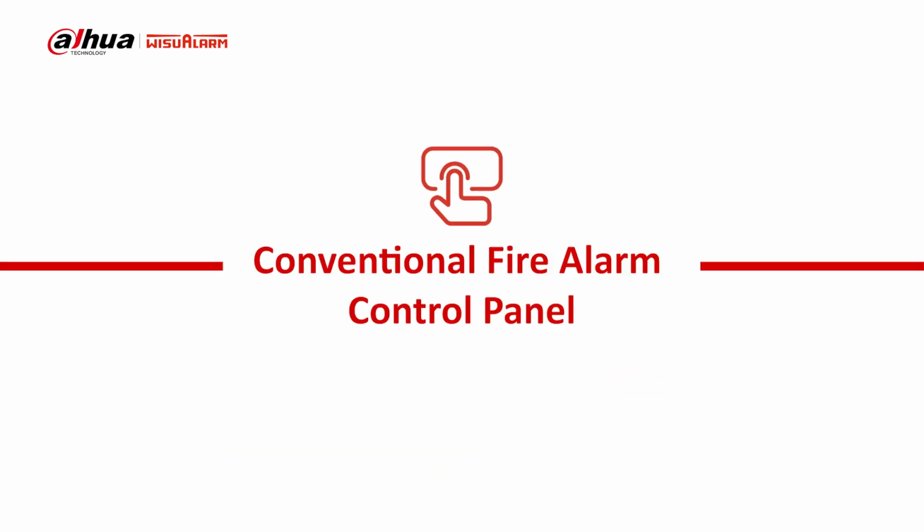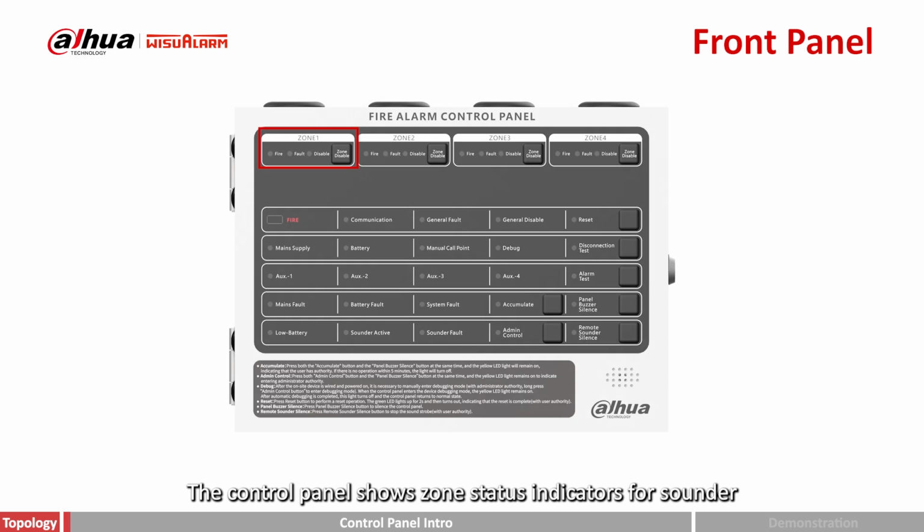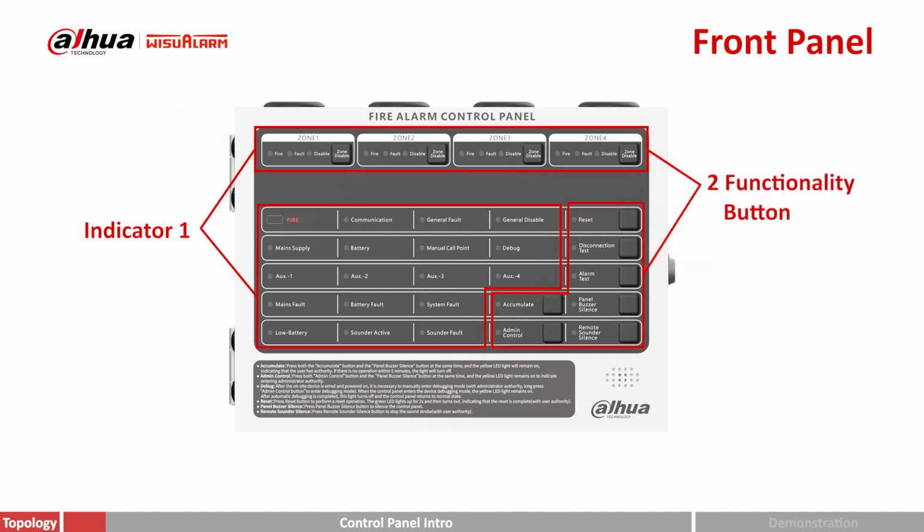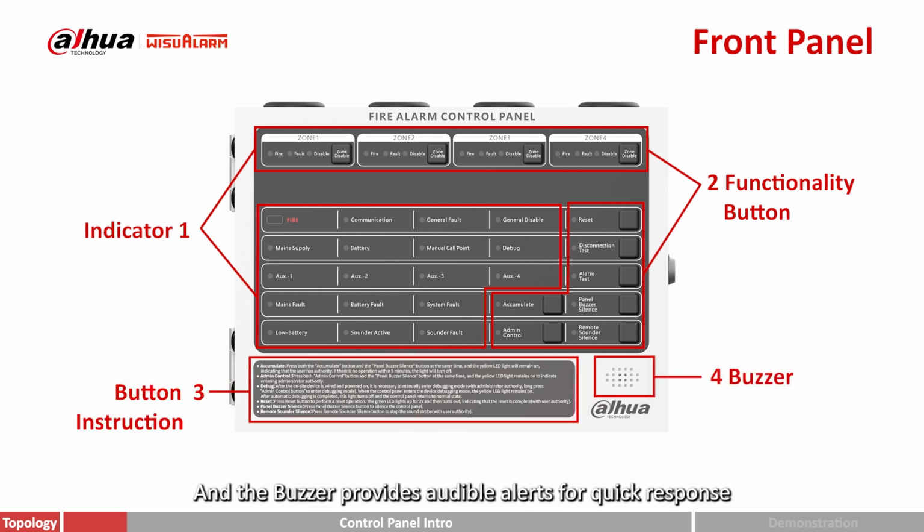Now, let's explore the functions of the buttons on the control panel. The control panel shows zone status indicators for sounder, power, and faults. Fire indicators cover system fire, MCP, and AUX inputs. Functionality buttons support muting, resetting, and testing. And the buzzer provides audible alerts for quick response.